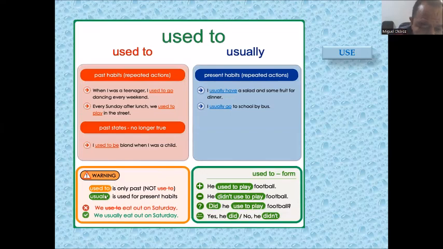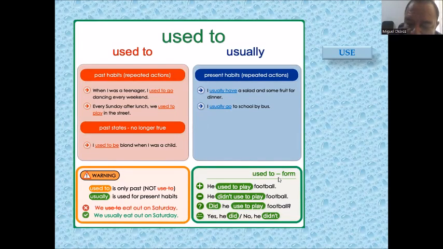Then check this note that we have below. Used to is only past, not in present. Usually is used for present habits. And here we have an example. We used to eat out on Saturday is incorrect because we cannot use it in present. We have to say we usually eat out on Saturday instead.